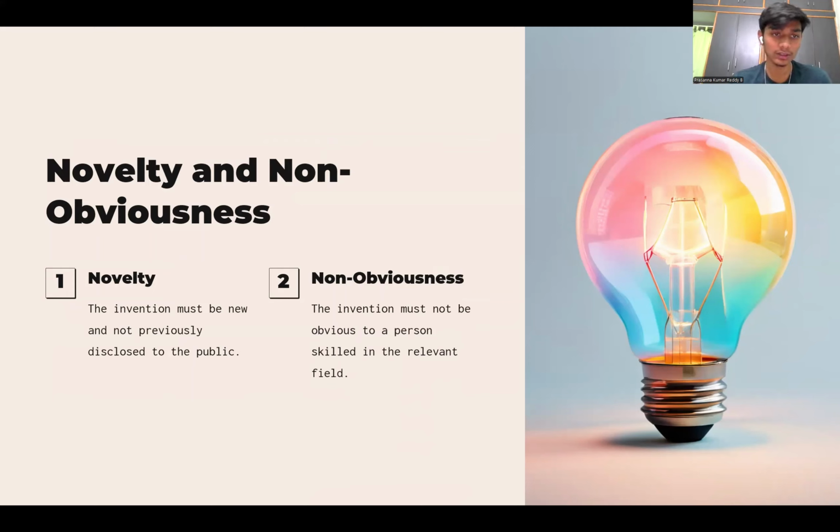It means that novelty requires the invention not be previously disclosed in any public way, it shouldn't have been discovered before in public. And non-obviousness means the invention must not be obvious to a person, like if you design a product, it should not be obvious to any person, it should be unique.